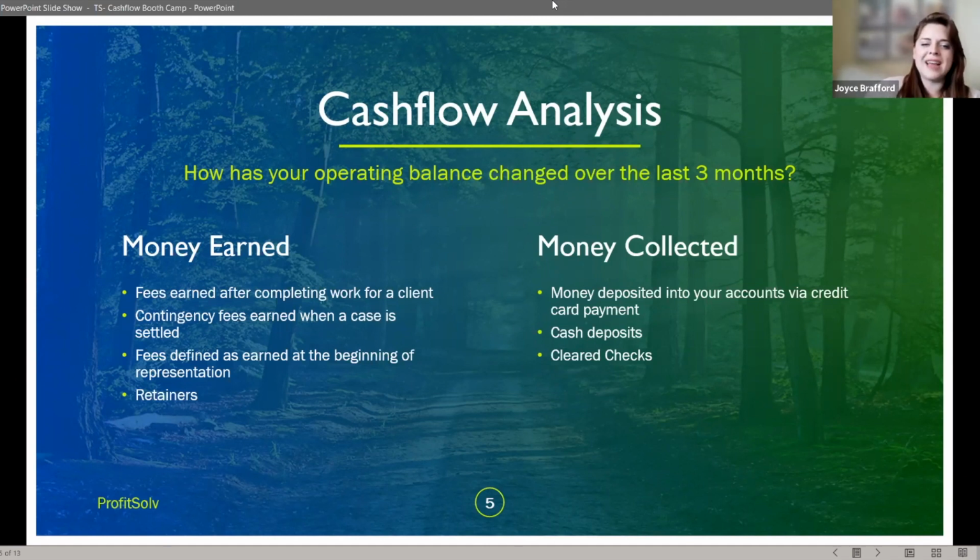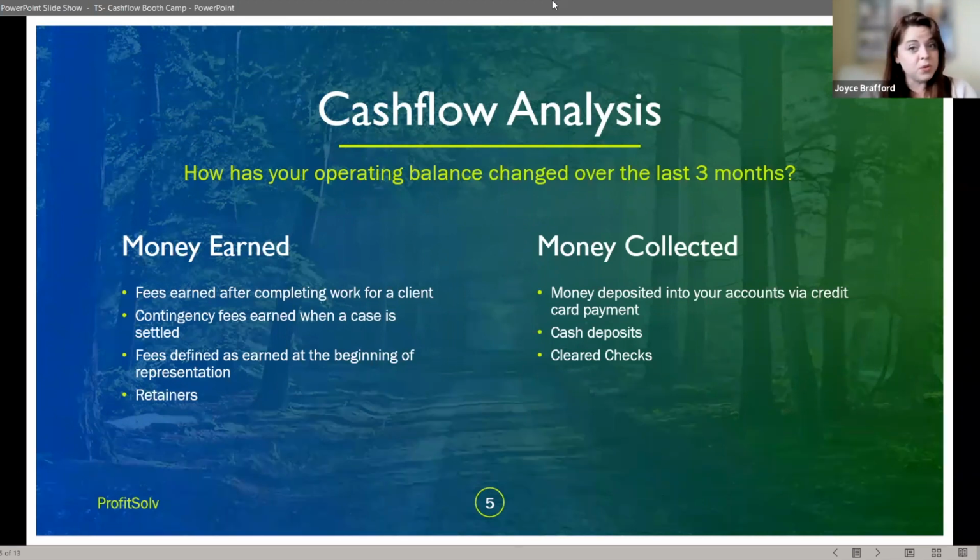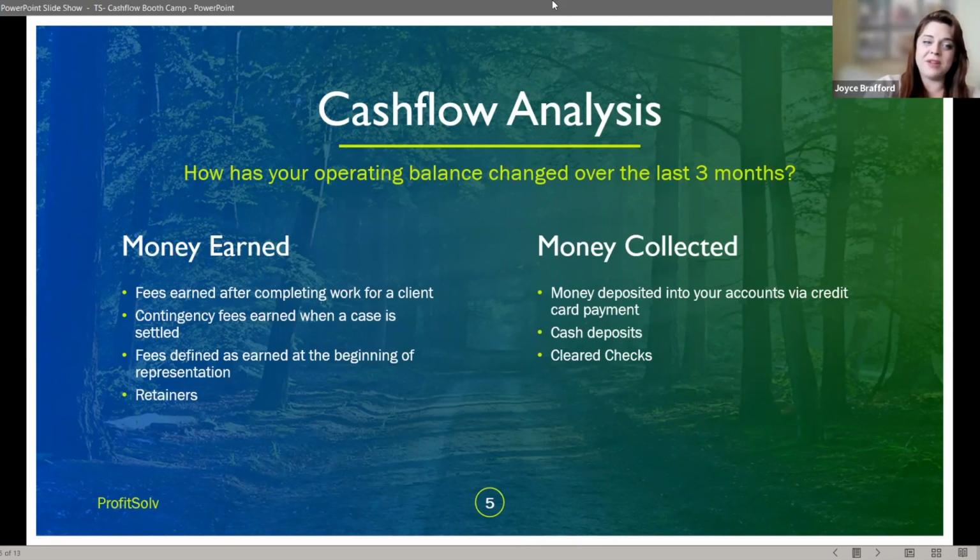Fees that are defined as earned at the beginning of representation. Now, you might have a fee agreement. You might be one of those lawyers who says, I don't want a trust account, but I do want to take money from clients up front. Now, I think that that's a pretty bold stance to take. It's not how I would run things if I were your bookkeeper, but if that's how you're running it, that's fine. I would be cautious about it, but if your fee agreement very clearly states that and you're comfortable with that, then you can include those fees that have been received at the beginning of representation as fees earned.